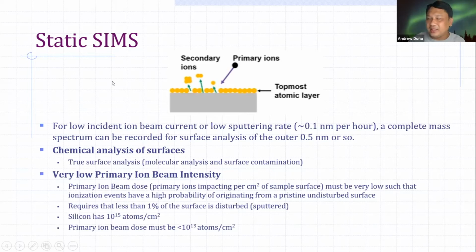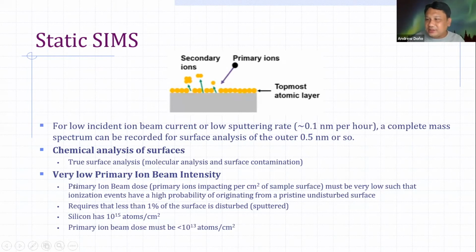Also for static SIMS, usually the static SIMS is the top SIMS. If you compare with the dynamic SIMS, there is no crater created. This is the primary ion beam, secondary ion beam, then the topmost atomic layer. For low incident ion beam current or low sputtering rate, about 0.1 nanometer per hour, a complete mass spectrum can be recorded for surface analysis of the outer 0.5 nanometer or so. Also chemical analysis of the surface. Through surface analysis, molecular analysis and surface contamination can be detected.